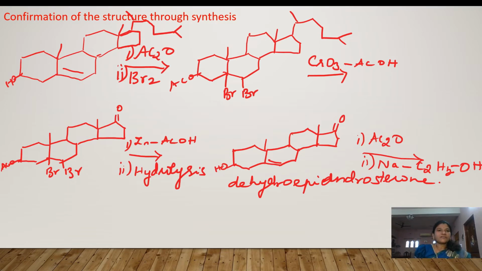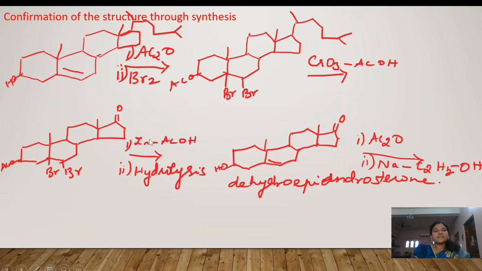And finally, the proposed structure of testosterone is confirmed through a synthesis from cholesterol. Cholesterol is treated with acetic anhydride and bromine. The hydroxyl group is protected and the double bond gets brominated. This is further treated with chromic oxide and acetic acid, and the side chain at position 17 is removed. In that place, the C-17 carbon is oxidized into a keto functional group.